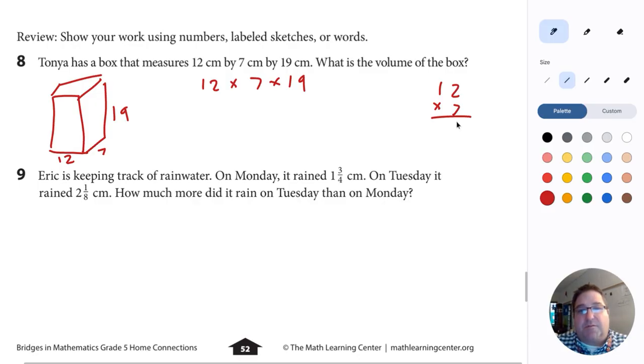So 7 times 2 is 14. 7 times 1 is 7, plus 1 is 8. Yep. So that's what we get for that part. And then we got to multiply by 19 from there.